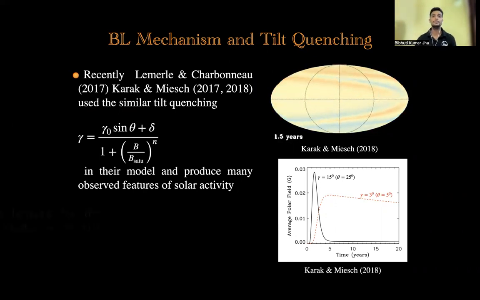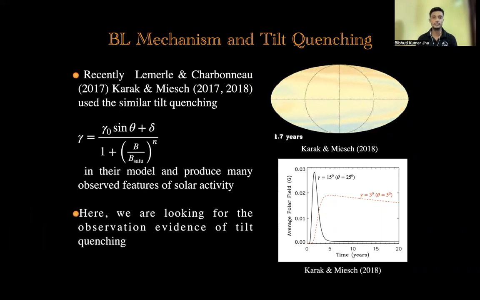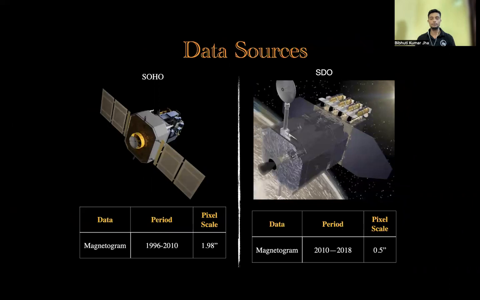So here, our aim is to look for any observational evidence of this tilt quenching. To look for observational evidence, the first thing we need is data, and fortunately we have data from SOHO/MDI and SDO/HMI, which provide continuous magnetograms with extremely high cadence and good resolution.